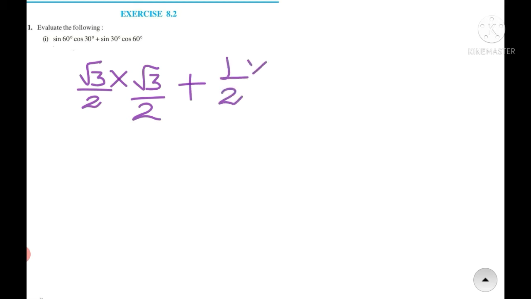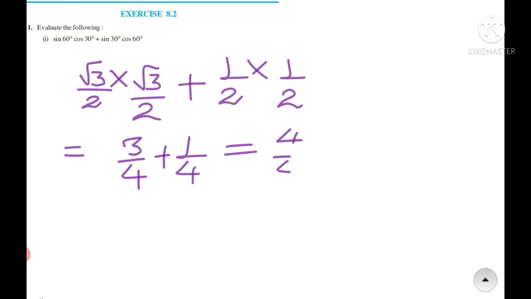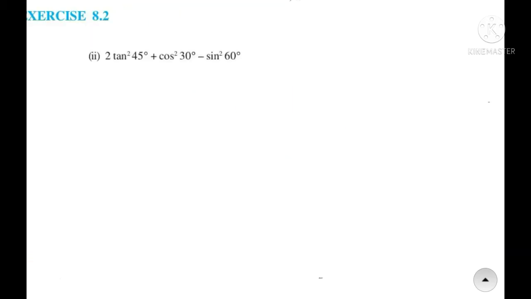So let's get to the question straight away and put the various values. Value of sine 60 degrees we know is root 3 by 2 and cos 30 is complementary of sine 60. So cos 30 is also root 3 by 2, plus sine 30 is 1 by 2 and cos 60 is again 1 by 2 as it is complementary of sine 30. Let us solve this. I get 3 by 4 plus 1 by 4 which is a very easy calculation. 4 by 4 that is 1 is the answer.